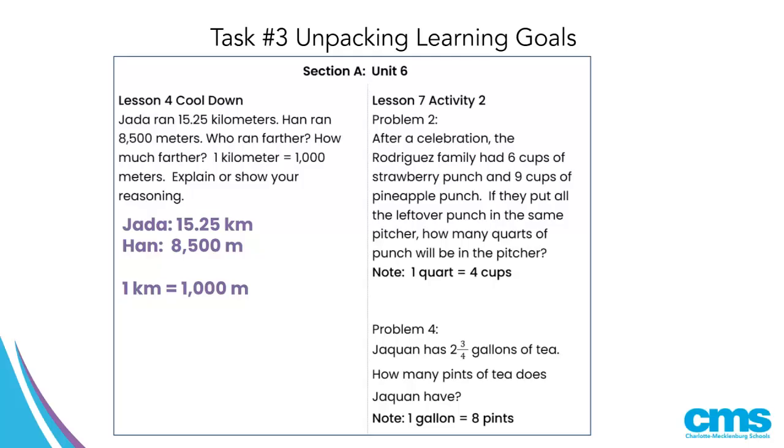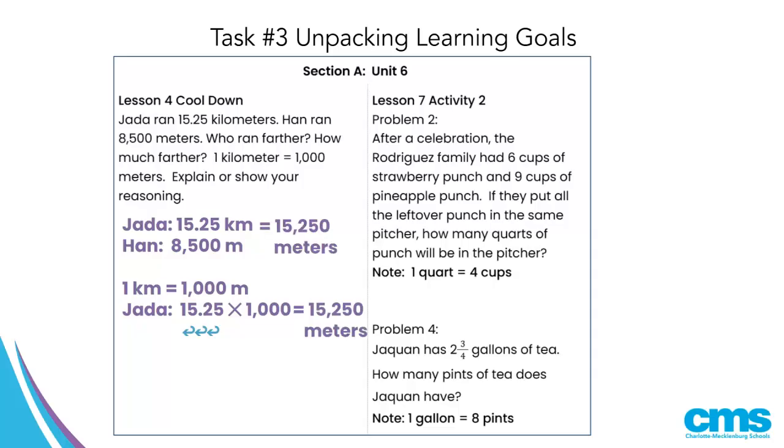Since most students prefer to multiply, let's multiply to change Jada's 15 and 25/100 kilometers into meters. To multiply 15 and 25/100 by 1,000, we need to shift the digits 3 places to the left because the number is getting larger, since it will take more meters than kilometers to measure the distance. That will place the last 5 in the tens place where the 1 is now. So 15,250 meters is how far Jada ran.